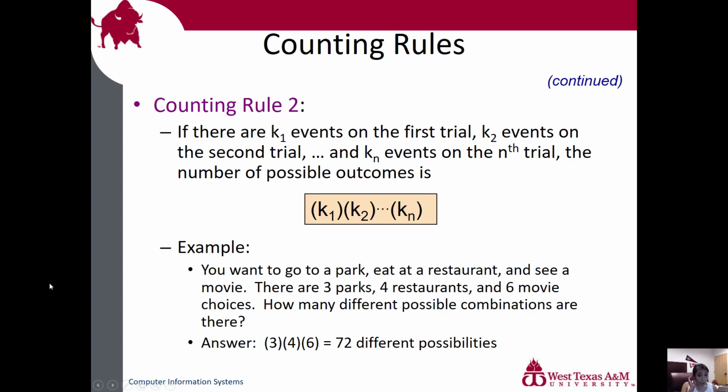For counting rule 2, counting rule 2 says if there are k events for a first trial, k events on the second trial, and k events on the nth trial, to find the number of possible outcomes, you just multiply them all together. So for example, if you want to go to the park, eat at a restaurant, and see a movie, and there are 3 parks, 4 restaurants, and 6 movie choices, how many different possible combinations are there? Well, all you have to do is multiply them together. So 3 times 4 times 6 is equal to 72 different possibilities.